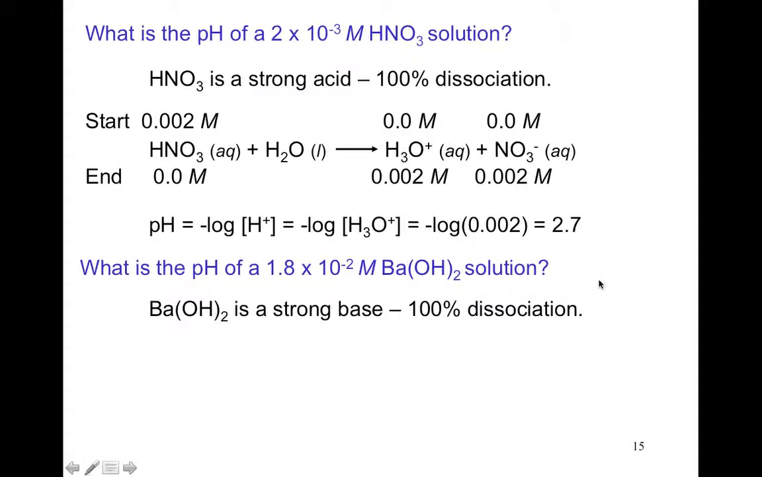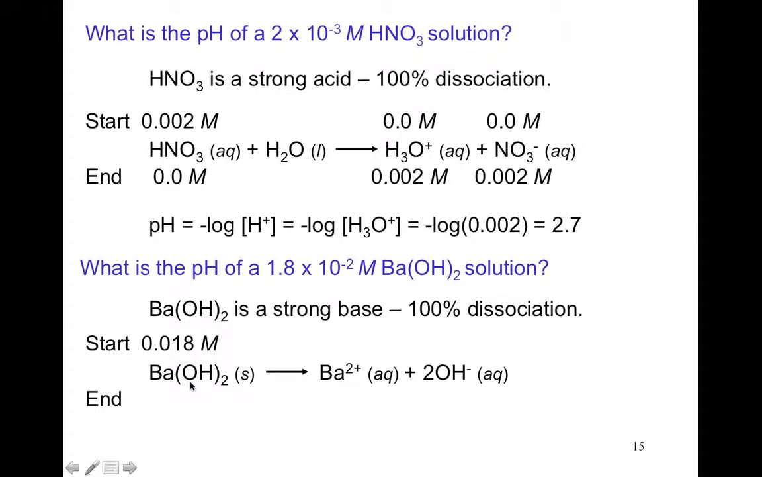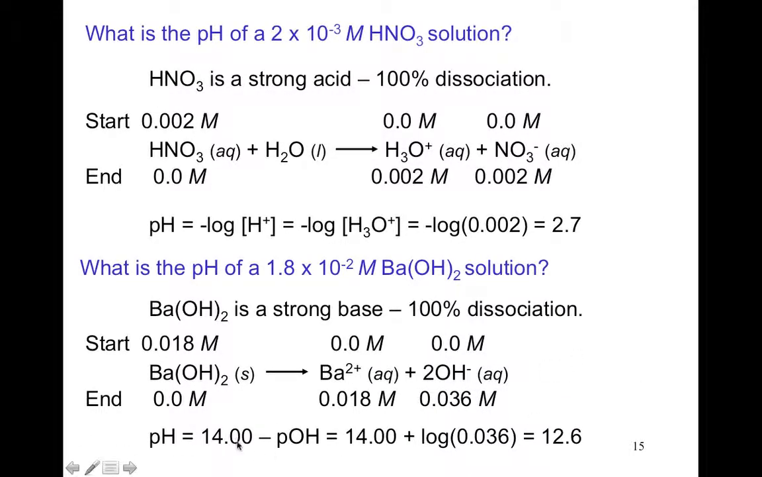Barium hydroxide is a strong base, it's going to be 100% dissociated, and so you can write out its reaction. Barium hydroxide goes to barium and hydroxide ions. We start with the 1.8, and 0 of the ions, we end with 0, and we gain 0.018 here because it's a 1 to 1 molar ratio, and because it's a 2 here, we multiply that by 2. That's what we gain there. And then we could take the log of the hydroxide ions here, and subtract that from 14, and you'd be set.